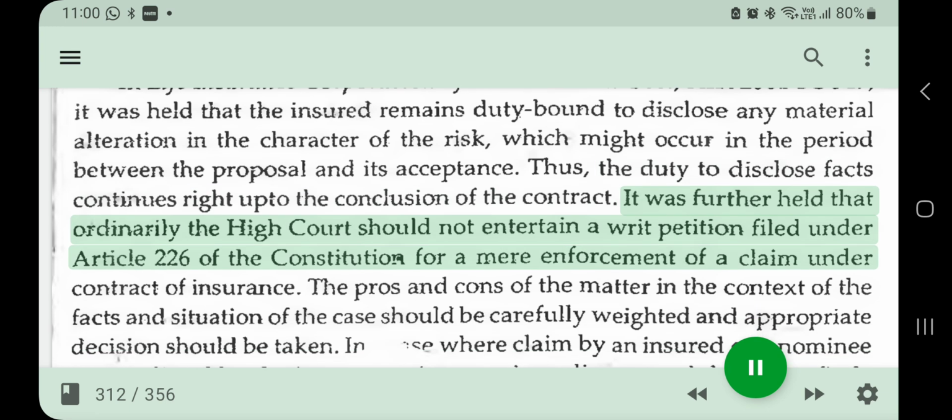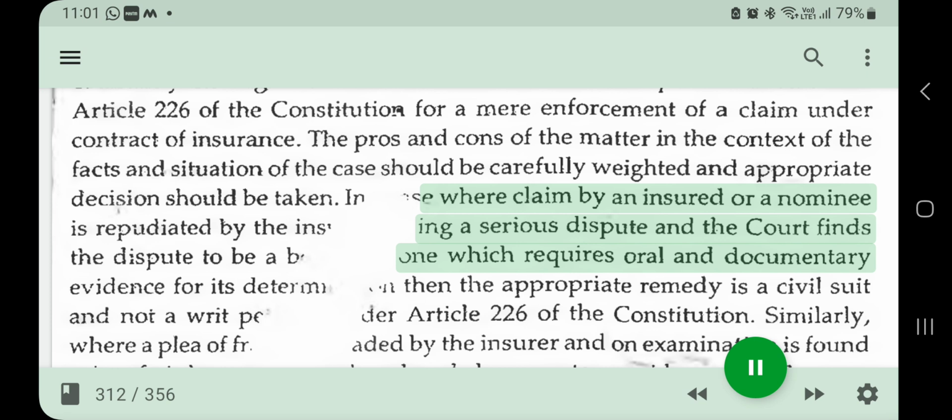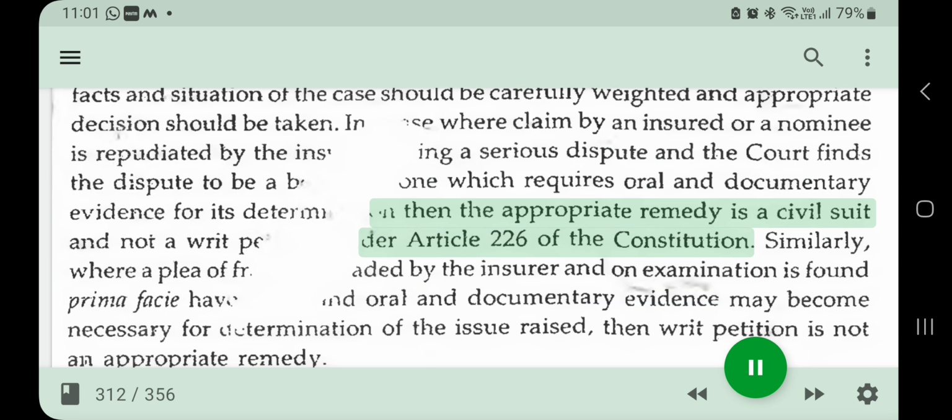It was further held that ordinarily the High Court should not entertain a writ petition filed under Article 226 of the Constitution for a mere enforcement of a claim under a policy, where the claim by an insured or a nominee is in serious dispute and the court finds one which requires oral and documentary evidence, then the appropriate remedy is a civil suit.